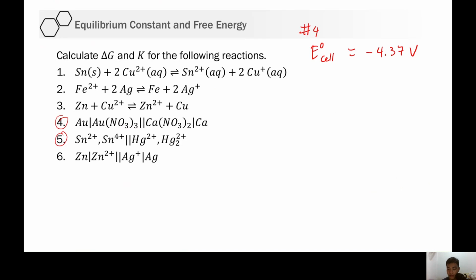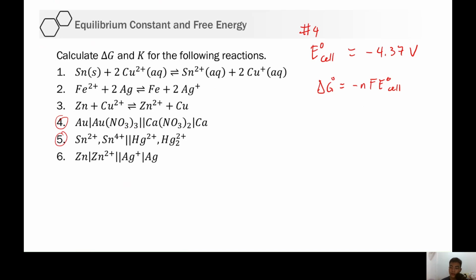Remember that in solving for delta G, the equation is negative nFE naught cell. We now have E cell, which can be simply calculated by subtracting the cell potentials. F is a constant, Faraday's constant. But what is n? n is the moles of electrons. Do we know the moles of electrons? Not yet. So how are we going to solve for that?